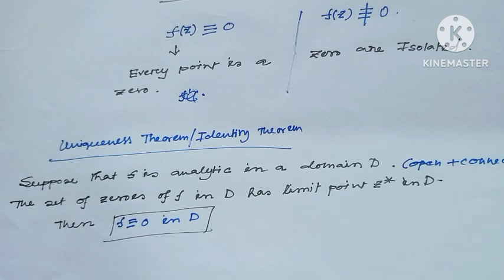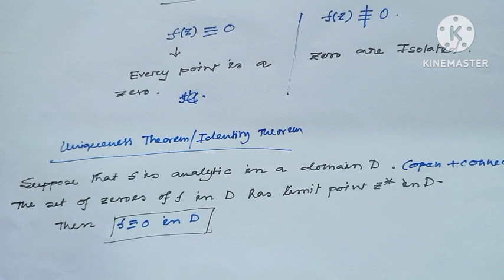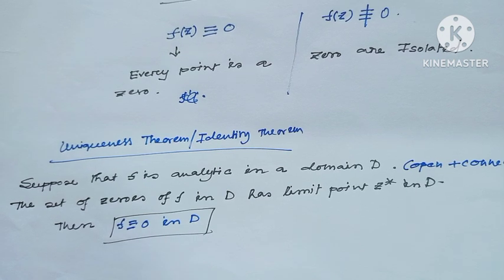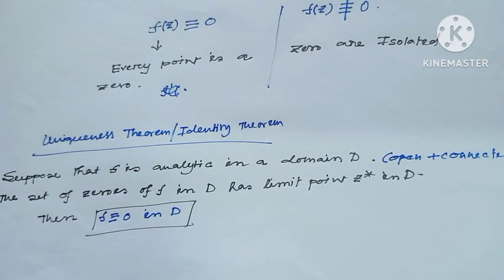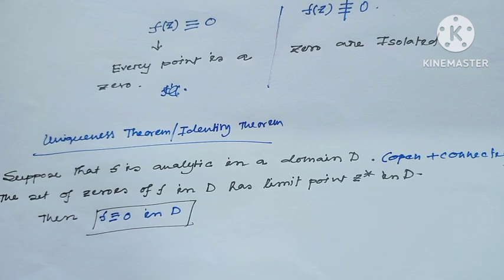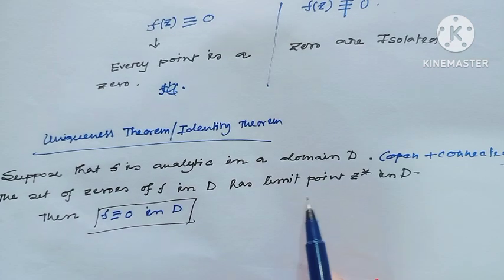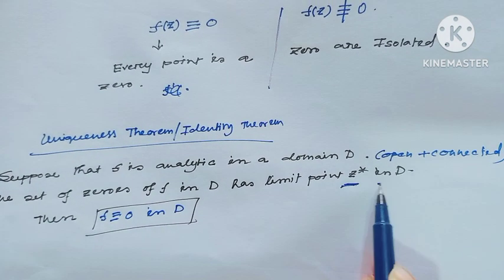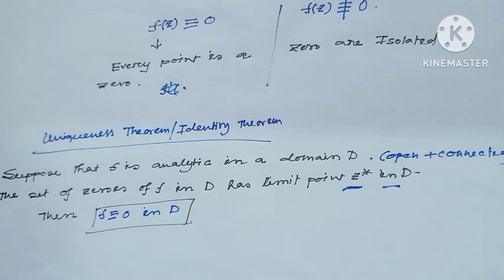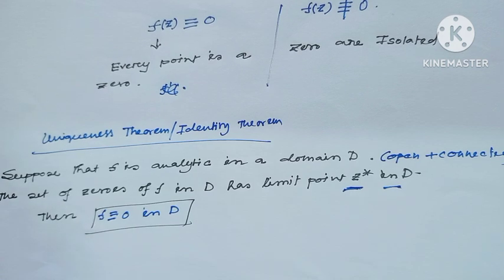Today's goal of this lecture, today at first I will see what is the uniqueness theorem or identity theorem. The statement of uniqueness theorem is: suppose f is analytic in a domain D where D is obviously open and connected, then if the set of zeros of f in the domain has a limit point z star in D, then f is identically 0 in this domain.